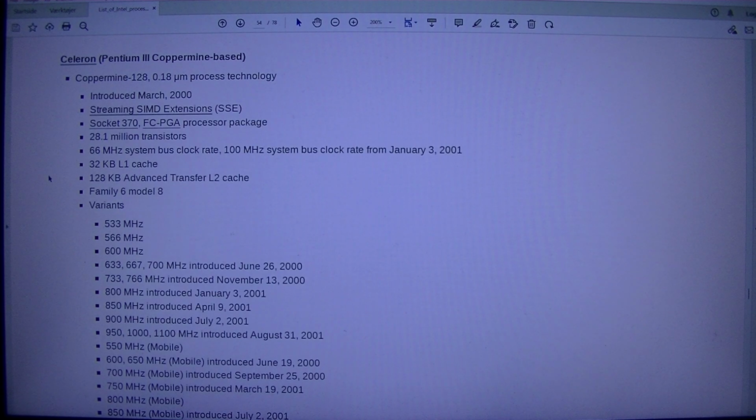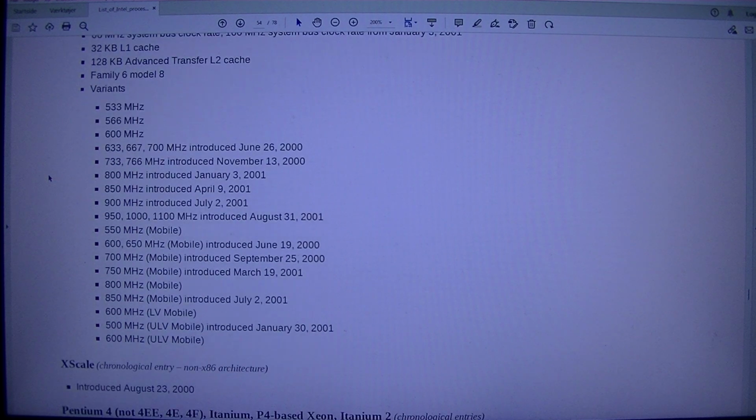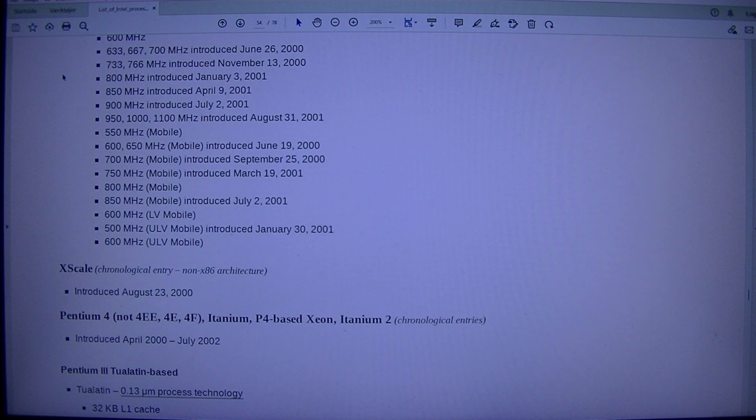Family 6 Model 8. Variants: 533 MHz, 566 MHz, 600 MHz, 633, 667, 700 MHz, introduced the 26th of June, 2000. 733, 766 MHz, introduced the 13th of November, 2000. 800 MHz, introduced the 3rd of January, 2001.